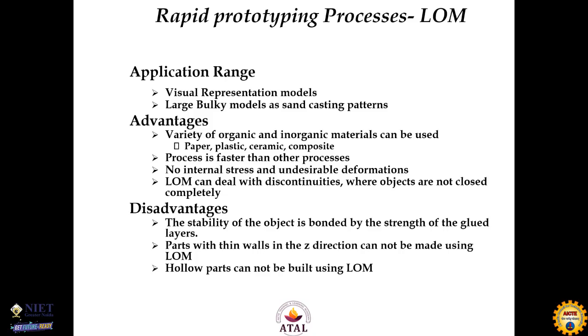There are different advantages of this LOM process, like a variety of organic and inorganic materials can be used, like paper, plastic, ceramics, and composites. The process is faster than other processes. There is no internal stress and no undesirable deformation. LOM can deal with discontinuities where objects are not completely closed. There are some limitations: the stability of the object is bounded by the strength of the glued layers. Parts with thin walls in the z direction cannot be made using LOM, and hollow parts cannot be built using LOM because there is no option of support material.